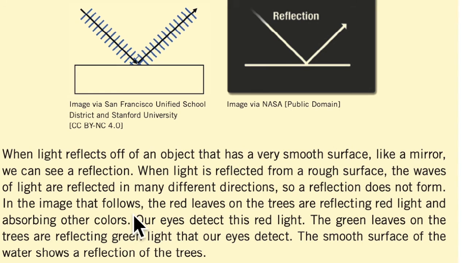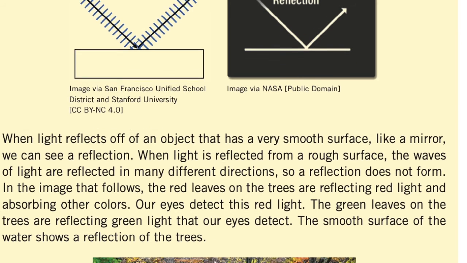In the image that follows, the red leaves on the tree are reflecting red light and absorbing other colors. Our eyes detect this red light. The green leaves on the tree are reflecting green light that our eyes detect. The smooth surface of the water shows a reflection of the trees.